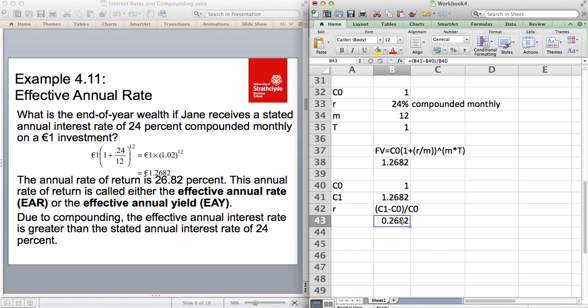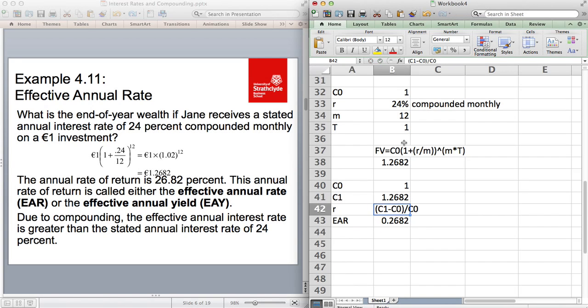Now, what do you call this rate? Because what we've done is we've got €1, we're saying it's 24% compounded monthly, and we've worked out an annual rate, what the real rate of interest is. Because it's 24% compounded monthly, it means that it's 2% per month, compounded every month. The effective rate, the effective annual rate, is 26.82%.